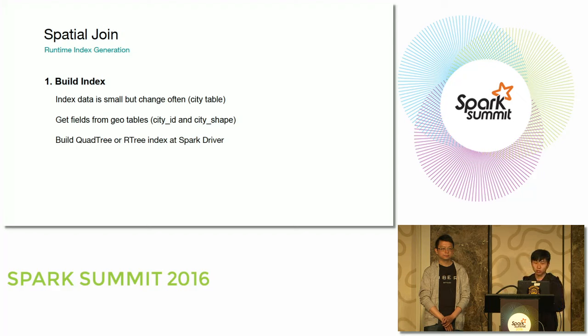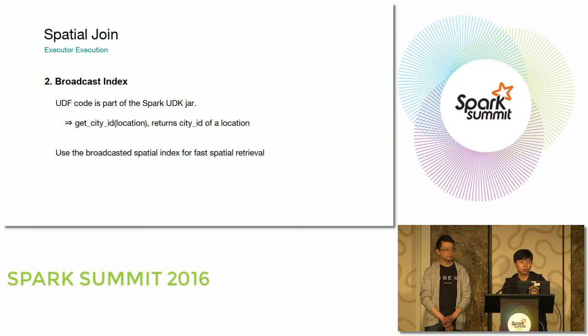So now we get those fields from the tables like the city ID and the city shape, and then store them into data structures like quad tree and R tree for fast spatial retrieval. And this step is done at Spark driver side. And then we broadcast the index to executors. We have built-in UDFs in UDK, which use those broadcast indexes so that in every executor, we can access those indexes. For example, we have getCityID UDF, which returns the city ID of a location.